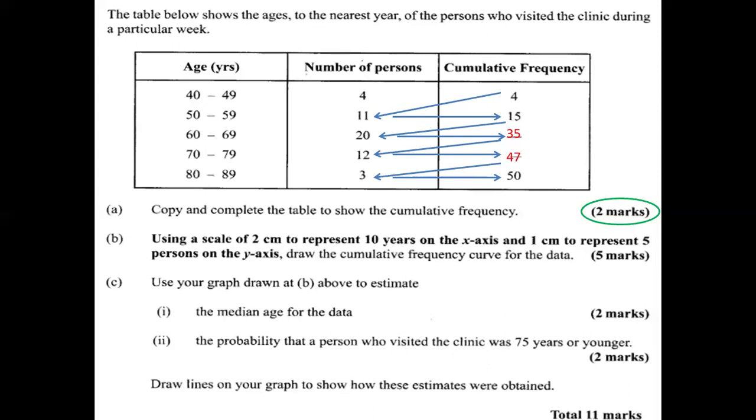Now, part B says using a scale 2 centimeters to represent 10 years on the x-axis and 1 centimeter to represent 5 persons on the y-axis, draw the cumulative frequency curve for the data. All right. So let's look at this. 2 centimeters represent 10 years on the x-axis, 1 to represent 5 on the y-axis. All right, so if we're labeling our y-axis with the cumulative frequency, it is 5, 10, 15, 20, so on and so forth. 1 centimeter to represent 5.